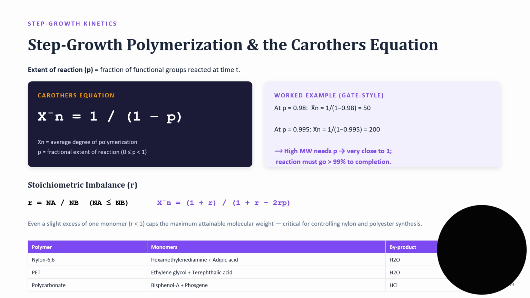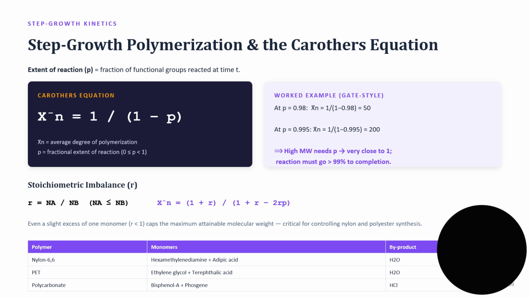the extent of reaction, p, is simple: the fraction of functional groups that have reacted at a given time. The Carothers equation relates this to the average degree of polymerization: x̄n equals 1 divided by 1 minus p. Let's work through the numbers because this is where the real insight lives. At p equals 0.98, that's 98% conversion, x̄n equals 1 over 0.02, which is 50.